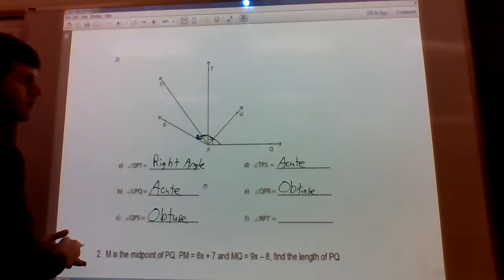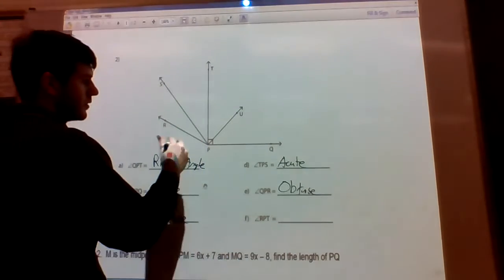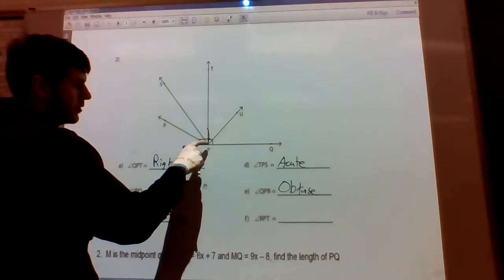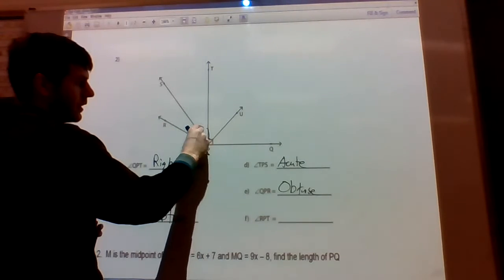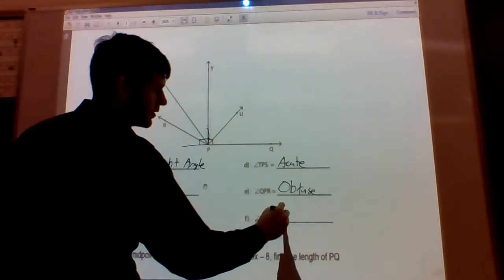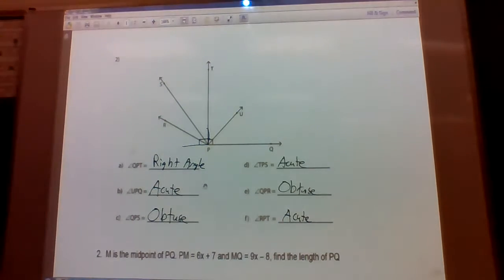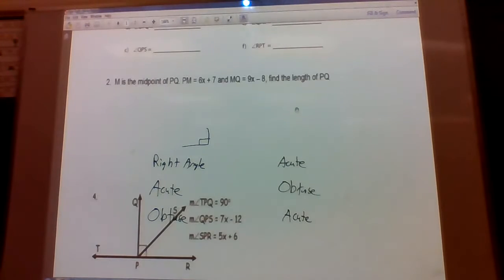Okay, then RPT, again, if this was 90, RPT is going to be less than 90. So angle RPT is going to be the acute angle. Okay, and that's all they want for the first, name and classify the angles.